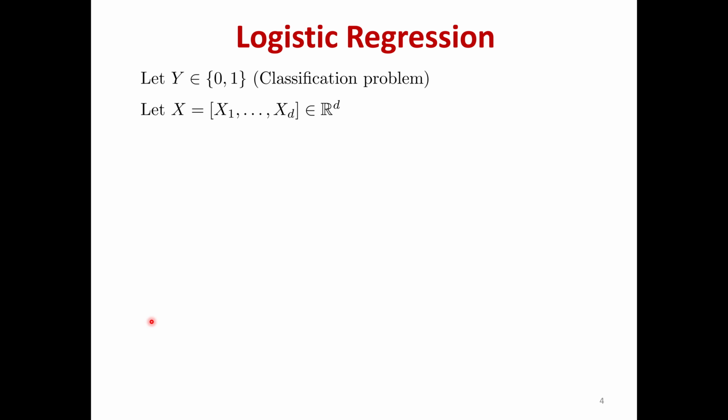To start the discussion of logistic regression with a simple problem, let's assume that the class label y can have two different values only, either 0 or 1. So this is a binary classification problem. We also assume that input x is a d-dimensional real vector. Logistic regression assumes that the probability that the class label y is 1 given the d-dimensional input vector x is given in the following specific parametric form.